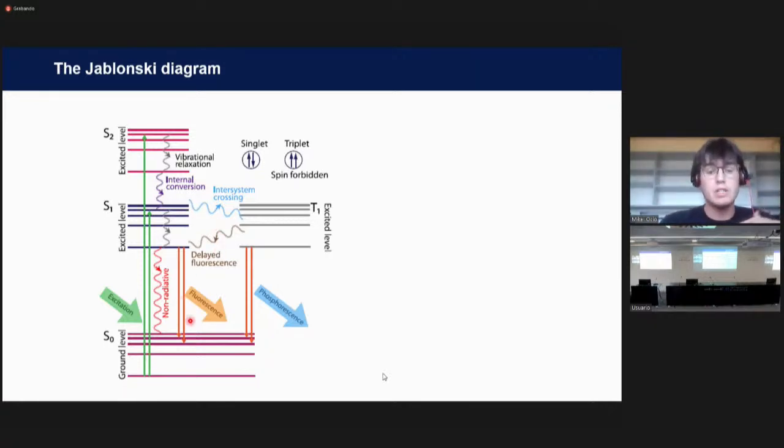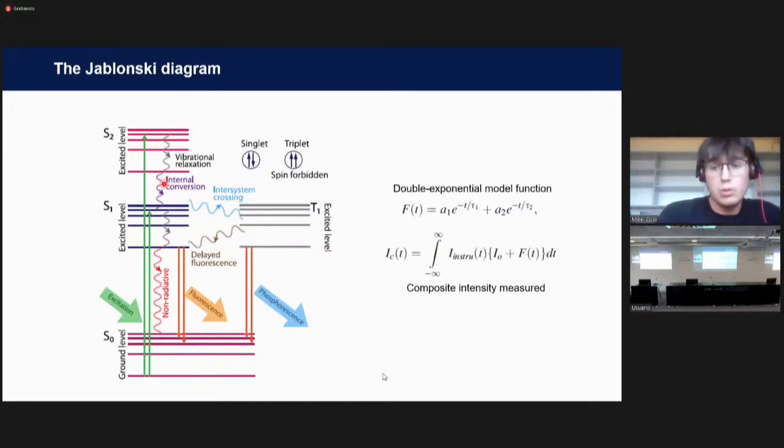The emission occurs at a longer wavelength than the excitation due to this energy loss in the vibrational relaxation and the internal conversions. On the other hand, we need to define what is the fluorescence lifetime, tau, and it is the average time that the fluorophore remains in this excited state.